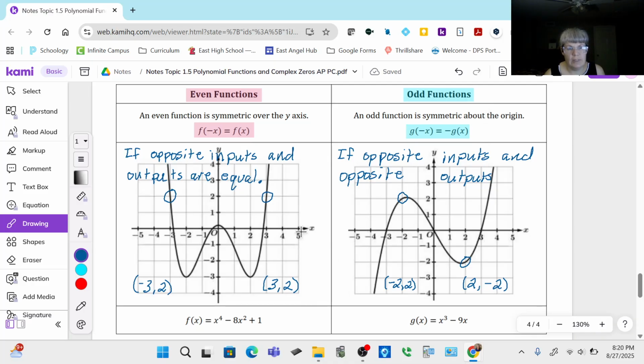So those are really the phrases I want you to try to build into your head. If you have opposite inputs and their outputs are equal, they're going to be even. So think equal and even going together. If my inputs are opposite and my outputs are opposite, then it's going to be odd. So if both are opposite, it's odd.